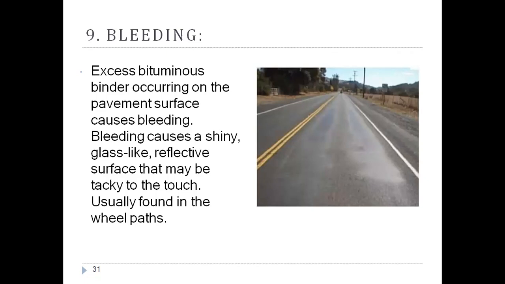This bleeding causes a shiny, glass-like and reflective surface that may be tacky to the touch, usually found in the wheel paths. So the excess bituminous binder which we provided to this pavement results in glassy, shiny paths, and travelers can face problems while moving on them in hot summer conditions. Traveling on these roads is dangerous, so bleeding of these roads can be seen here.